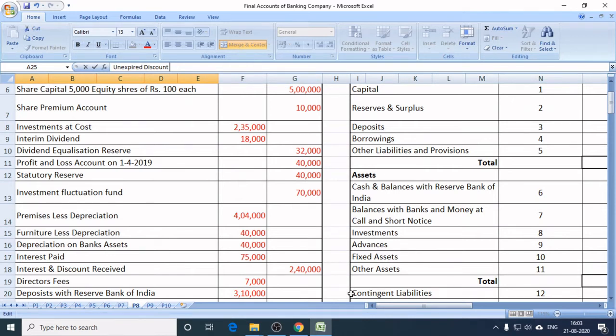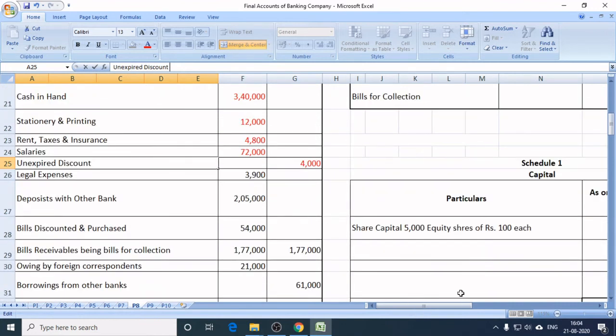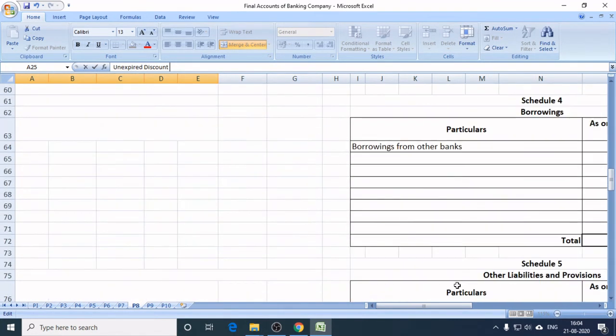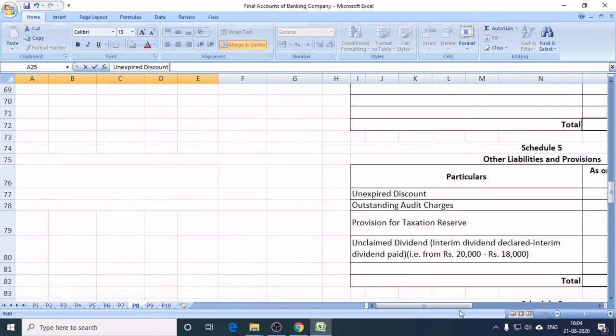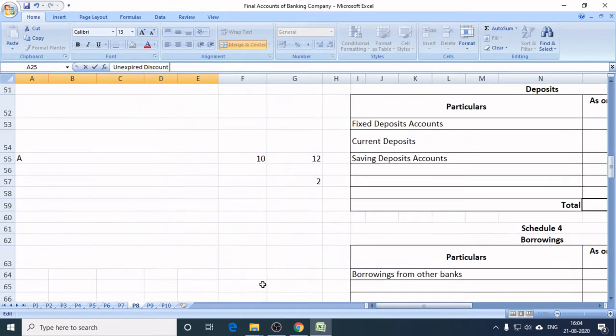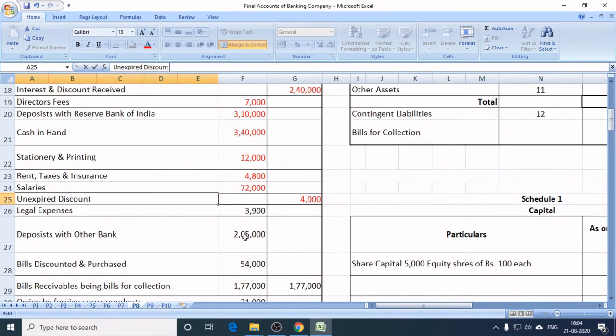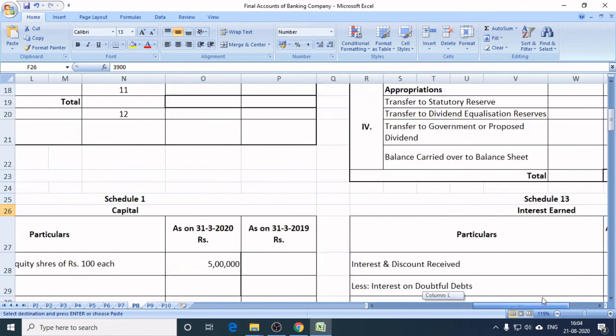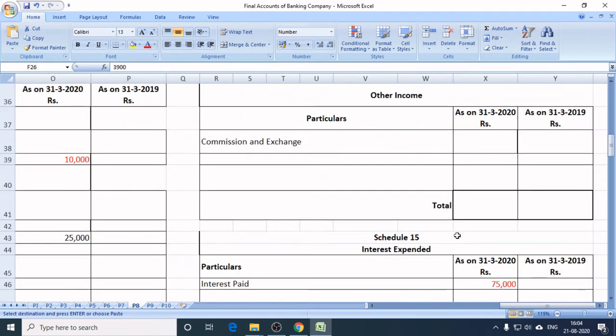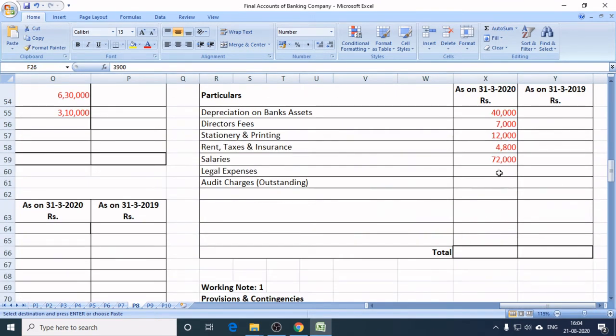Okay, now next, let me check whether I have shown it in schedule number 5. Yes, I have shown it. Okay. Now the next in the problem is legal expenses. The value is 3900. Okay, legal expenses is a bank expense, we have to show it in schedule number 15, operating expenses. So legal expenses amounts to rupees 3900.